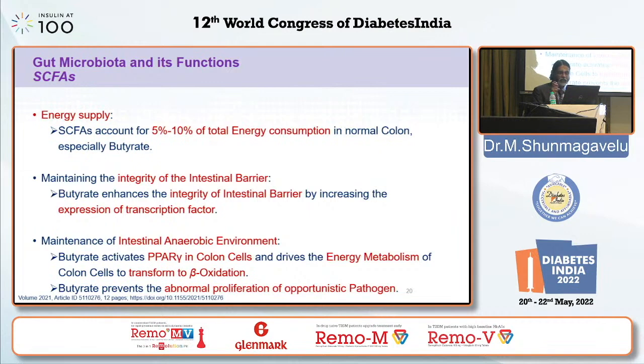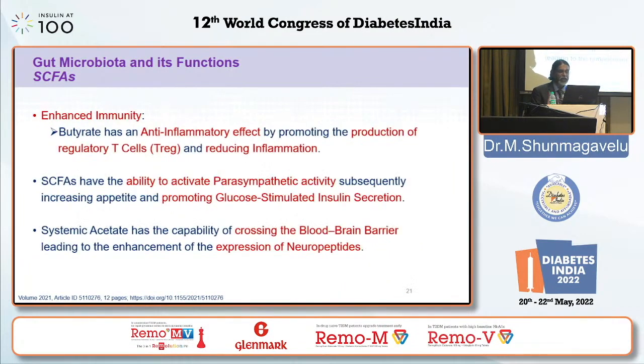It also maintains the integrity of the intestinal barrier by increasing the expression of transcription factors. Many tight junction proteins are upregulated and overexpressed when butyrate generation is on the higher side. It also maintains the intestinal anaerobic environment because butyrate activates PPAR gamma in colon cells as well as drives the energy metabolism. It also prevents the abnormal proliferation of opportunistic pathogens. So in that way, the dietary fibers play an important role.